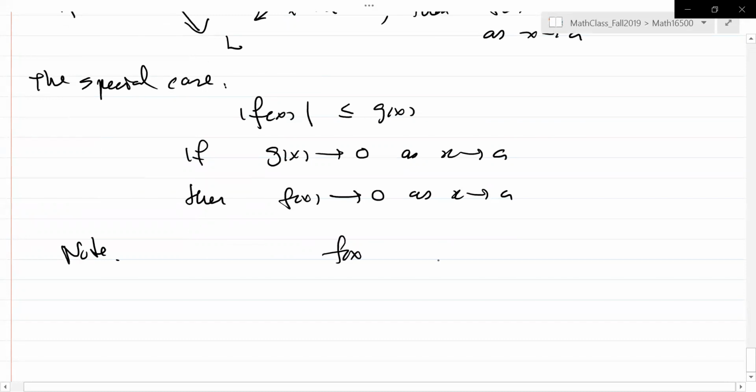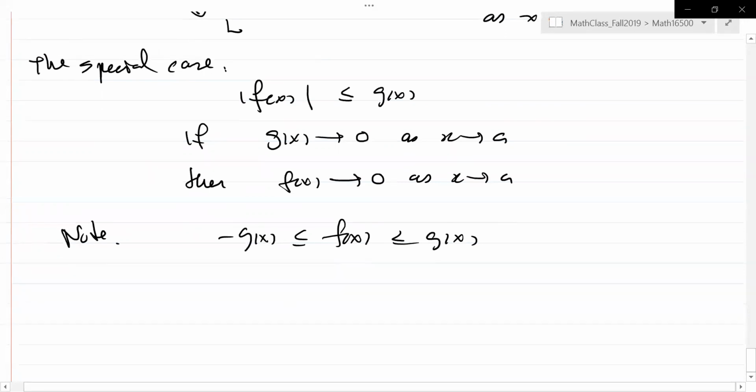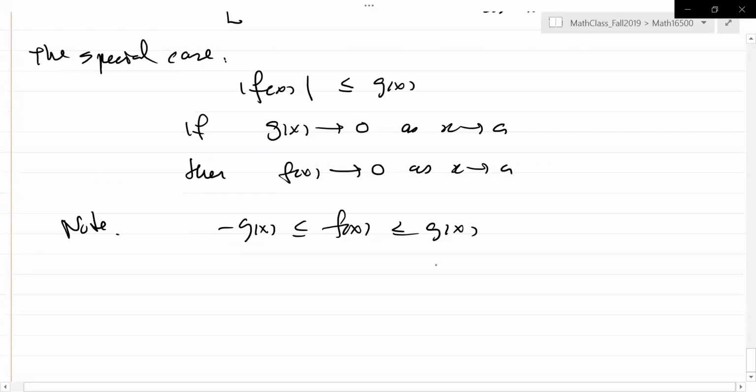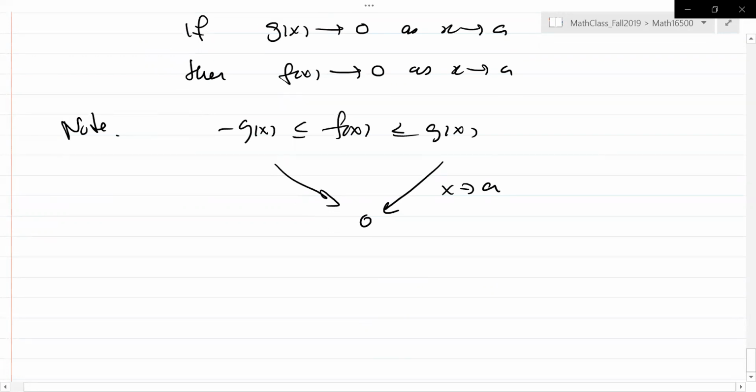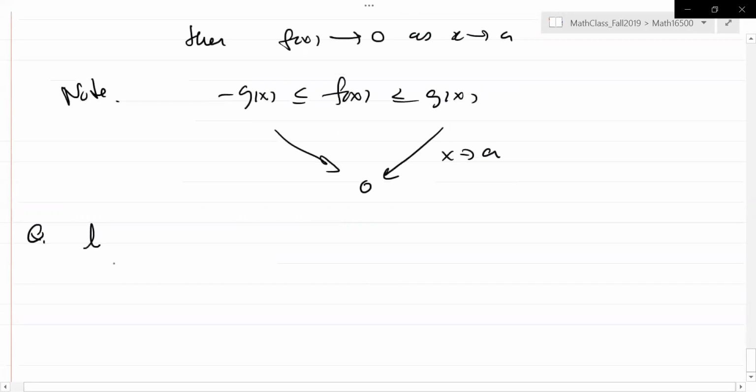You can also look at this. Negative g of x is less than or equal to f of x, which is less than or equal to g of x. Then by the squeeze theorem, both sides approach 0. Then the one in the middle must approach 0. This is a pretty useful theorem in order to prove something approaches 0. Okay, look at the following limit.